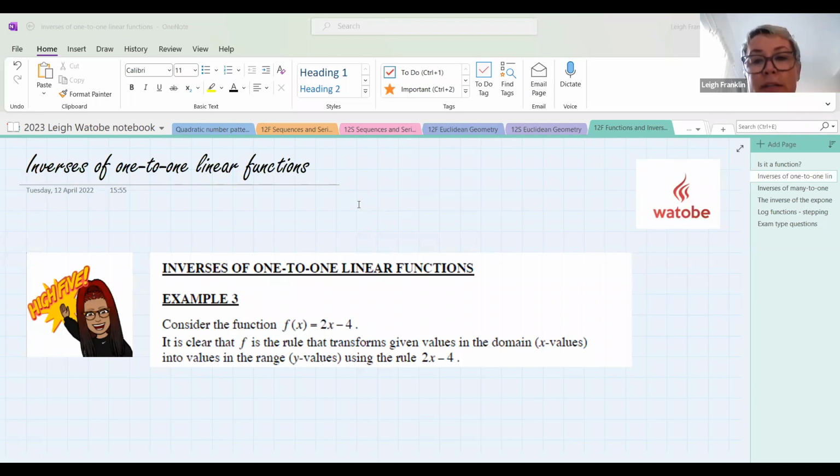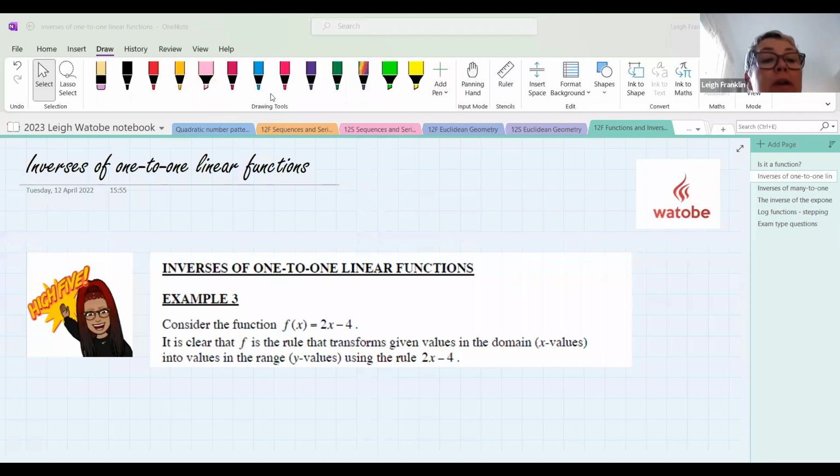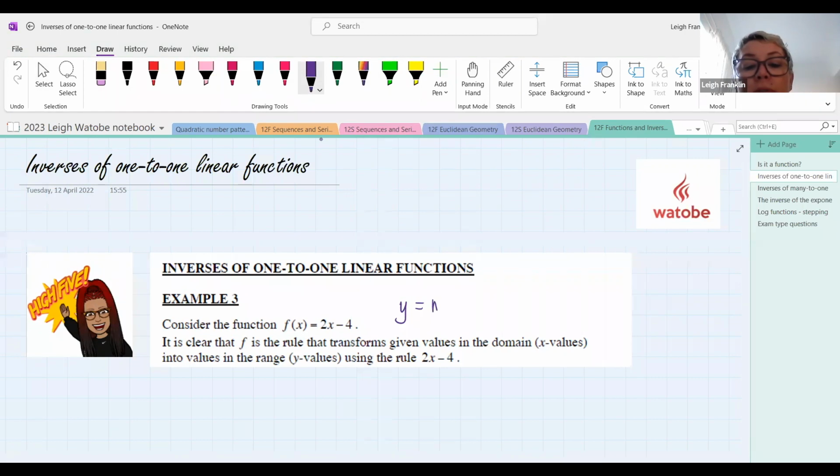All right, so the first example that we're going to go through is the function f of x equals 2x minus 4, which we all realize by now is a linear function. We know this because it's in the form y equals mx plus c. Right, so for function notation, we are allowed to write y as a function of x, and that represents our outputs. 2x minus 4, x over here, this represents our inputs, right? And I'm pointing this out to you because when we're doing inverses, we are switching x and y around.